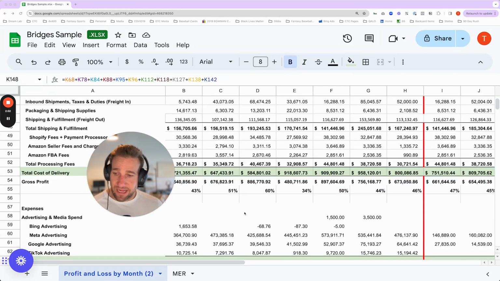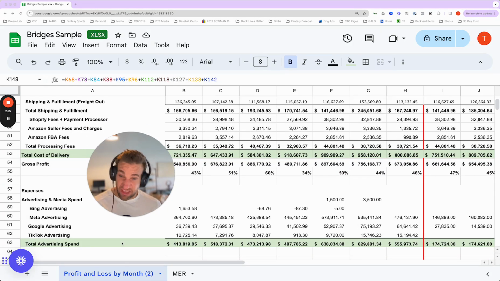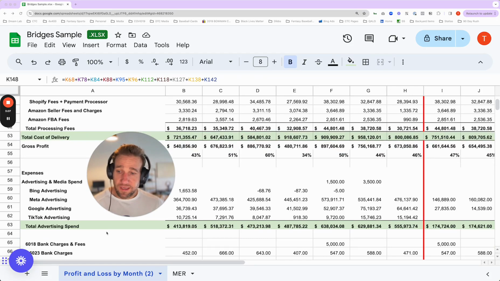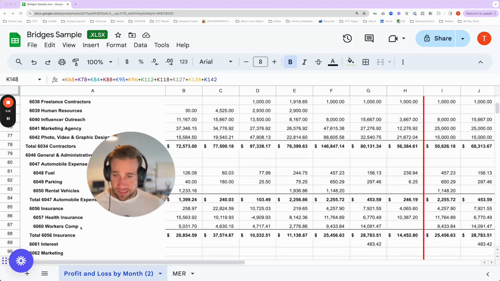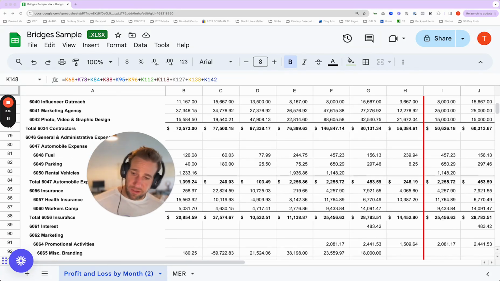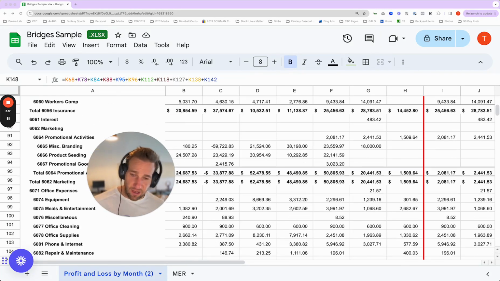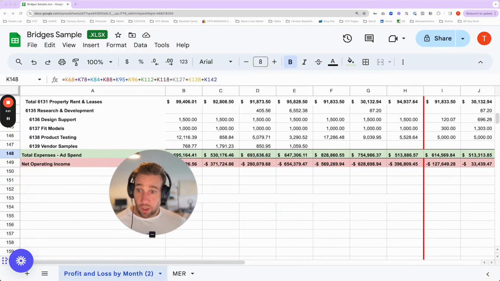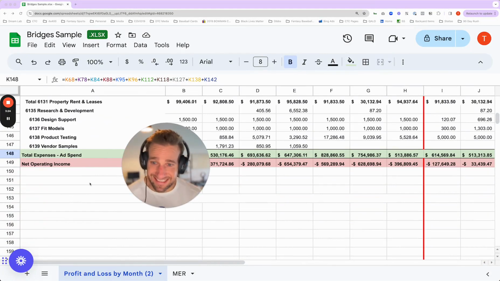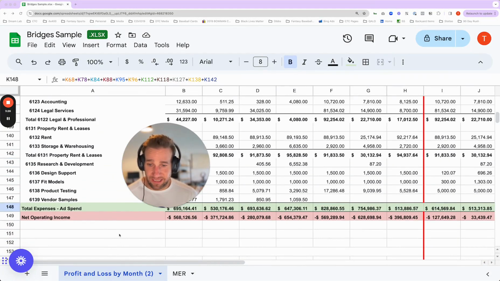As we scroll down, I have isolated the advertising out of the OpEx. I want to separate that out from my general expenses. And this is specifically ad dollars that are intended to drive direct response revenue. I pull it into a section called advertising, you can see that here. Then everything below here is going to be my operating expenses. So all of your standard marketing fees, fuel, workers' comp, health insurance, promotional activities, product seating, office equipment, etc., down to a total line item of total operating expenses. Some might refer to this as SG&A, and then net operating income.